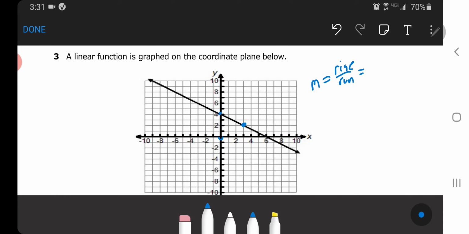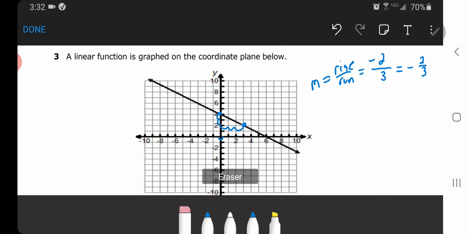Looks like to get from this point to that point, we're going to go 1, 2 down. So going down 2, it's like representing it with -2 since we went down. Over our run, which is 1, 2, 3 to the right. So of course representing going right is positive, so we can rewrite this as -2/3. It's kind of the same thing.